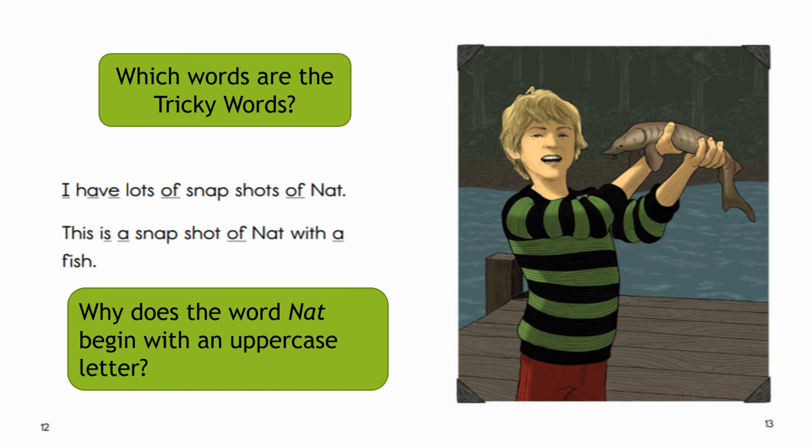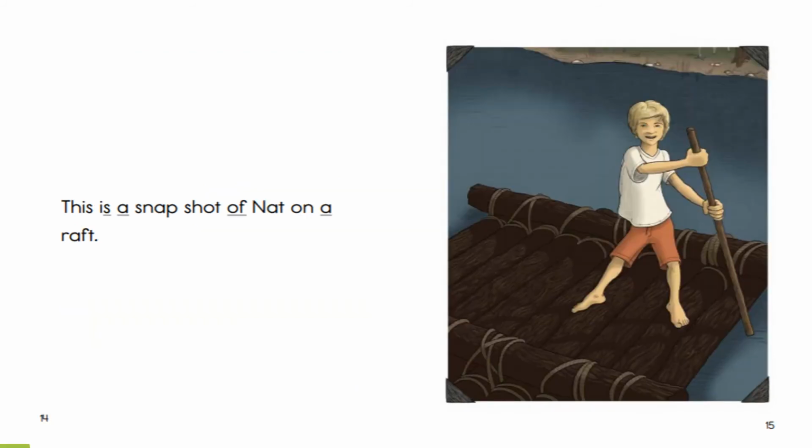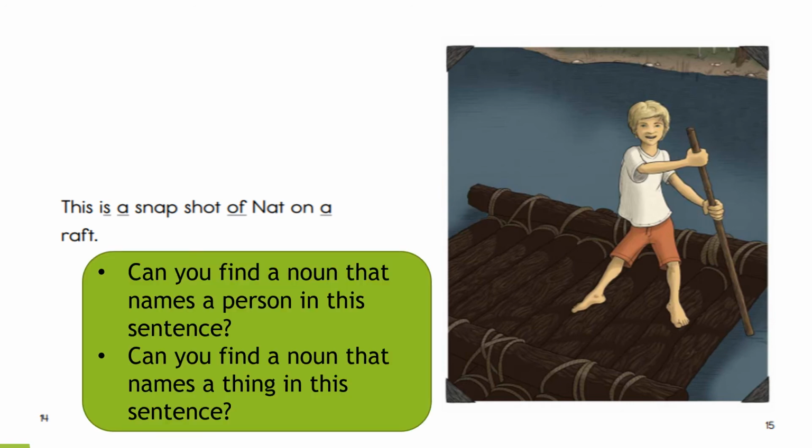So now, why does the word Nat begin with an uppercase letter? The word Nat begins with an uppercase letter because Nat is the name of a person. When we write the name of a person, you begin it with an uppercase letter because it is a proper noun. This is a snapshot of Nat on a raft. Can you find a noun that names a person in this sentence?